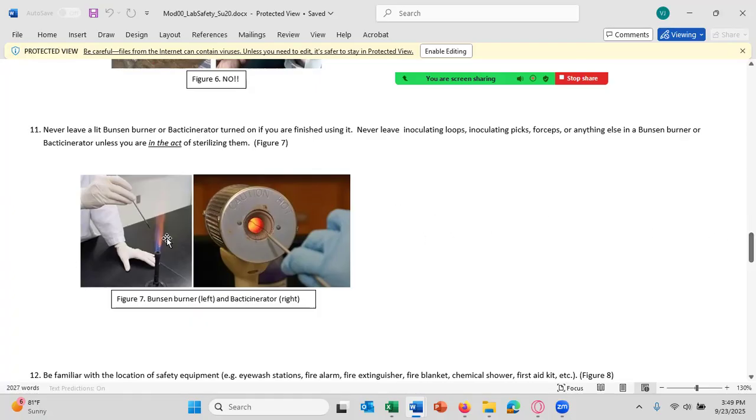When you're using this, you put the instrument that you want to sterilize, like the loop, in the flame to get it red hot, or put it in the Bacti-cinerator.